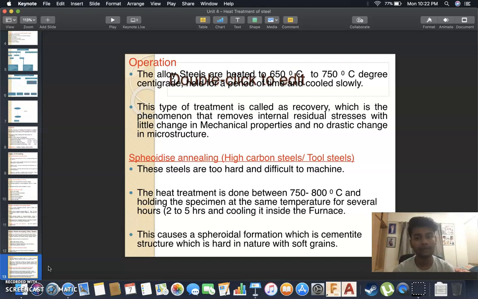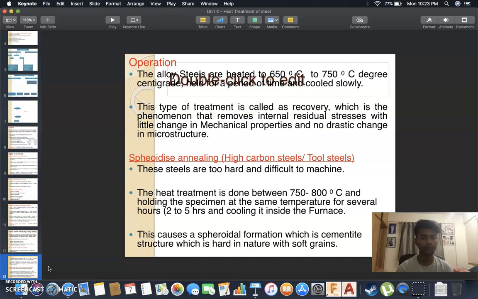And the other type of annealing is spheroidizing annealing, which is done on high carbon steels or tool steels. These steels are too hard and difficult to machine, because they have more carbon content. The heat treatment is done between 750 to 800 degrees centigrade, holding the specimen at the same temperature for several hours, like 2 to 5 hours, and cooling it inside the furnace. As this is an annealing process, we cool it inside the furnace.